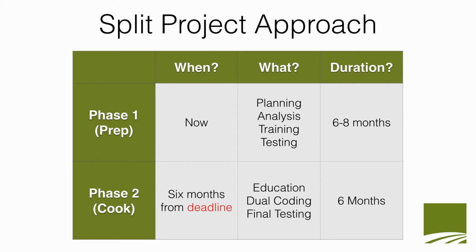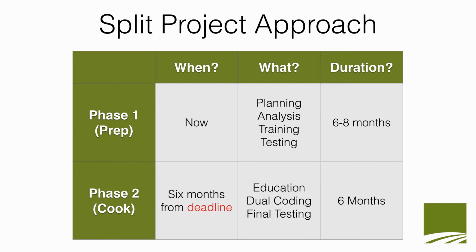And how long will phase 1 last? Well, for a small rural or critical access hospital, generally speaking, it will take about 6 to 8 months. Now let's look at phase 2. This is where the split project approach is unique. We do not start phase 2 until 6 months from the deadline.